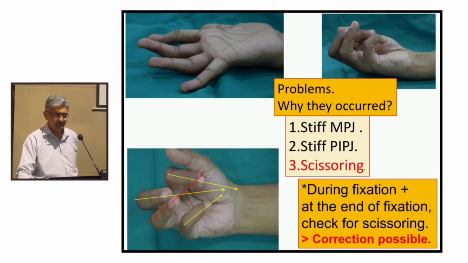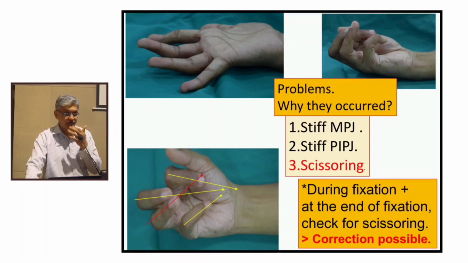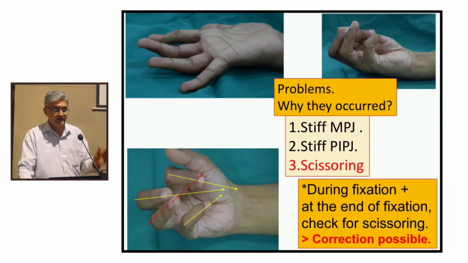First thing, the wire should have been passed from the base of the phalanx and not from the PIP joint. And second thing, the plaster should have been applied with the MP joint flexed. If you don't put a plaster with the MP joint flexed till the pain has subsided, which may be 1 day, 2 days, 3 days, 5 days, 7 days, the patient will get a stiff MP joint.